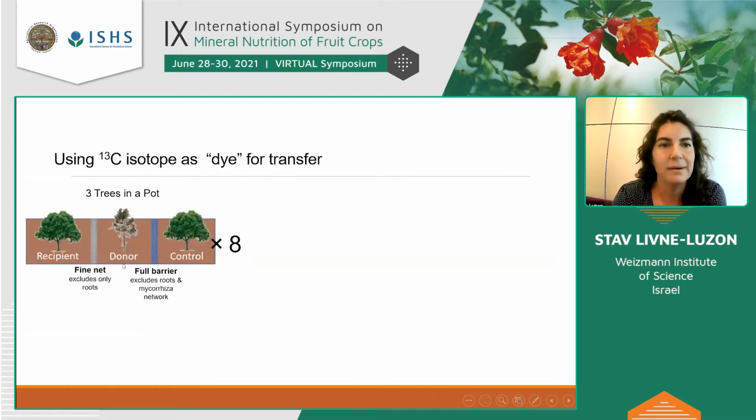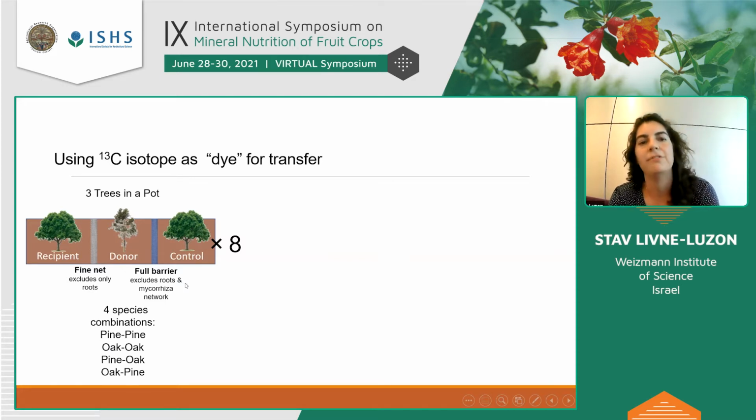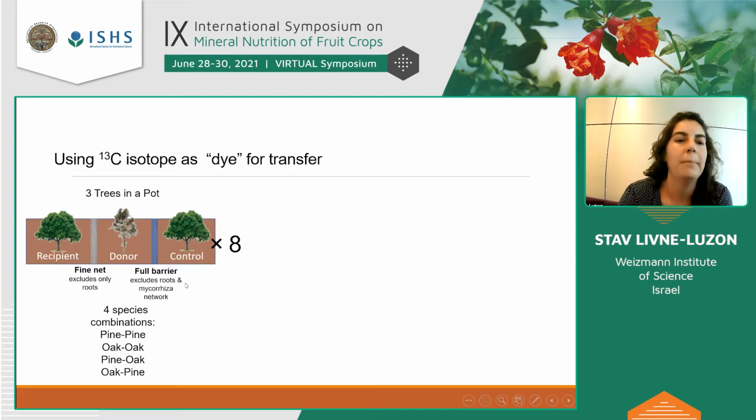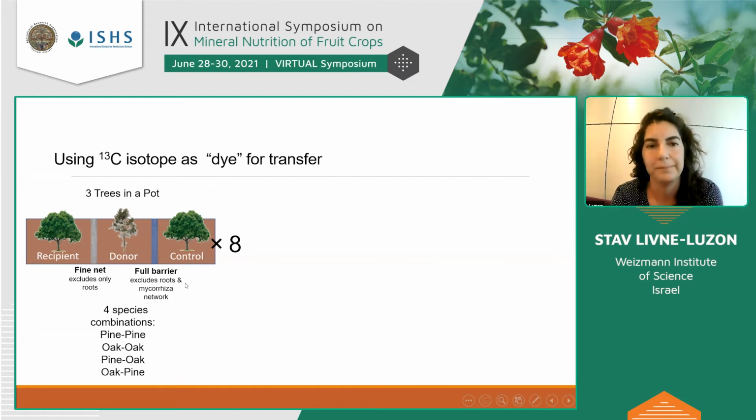So we had basically a pot with 3 plants, a donor tree in the middle. This tree was separated from a recipient tree by a fine mesh, excluding the roots but allowing the hyphae of the fungi to go through it. On the other side, we had a plant which was the control, separated by a full barrier. We had 8 different pots like this, and we had 4 different species combinations: either pine to pine, oak to oak, pine to oak, or oak to pine.